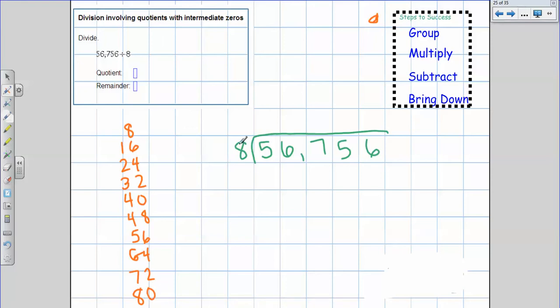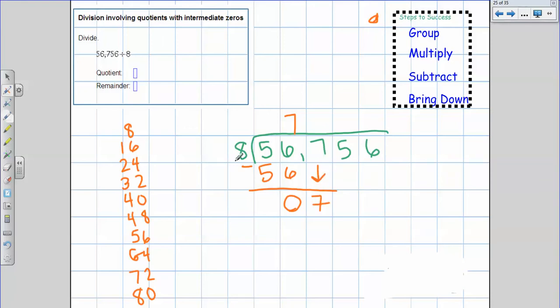So how many times does 8 go into 56? It's going to be 8 times 7: 1, 2, 3, 4, 5, 6, 7. So I'm going to put a 7 up here. When I multiply, 8 times 7 is 56. I subtract and get 0. After I subtract, I bring down the number to the right. So I'm going to bring down my 7.